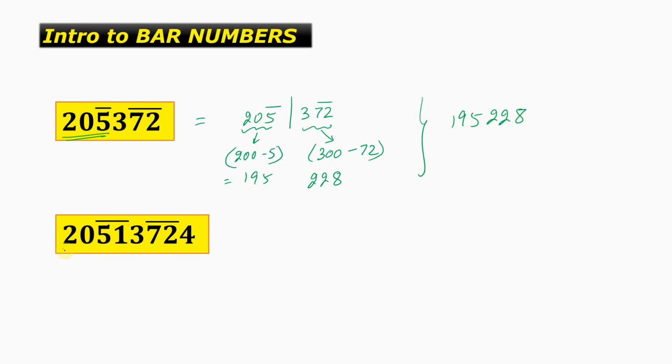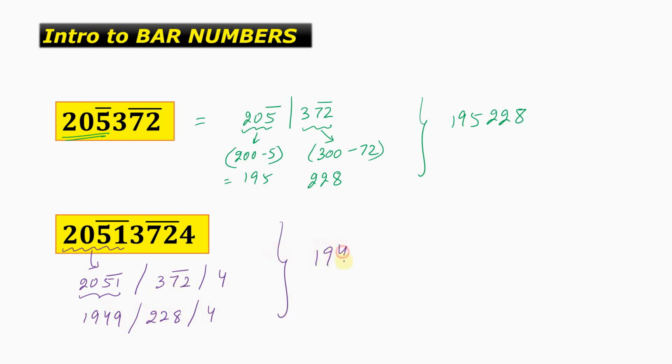Now let us solve this number. So this is 2051 bar oblique 372 bar oblique 4. Okay, so this is 2000 minus 51, so we can straight away write it as 1949. 372 bar can be straight away written as 228 oblique 4. So this number is 1949228.4. I hope you have understood the concept of bar numbers.